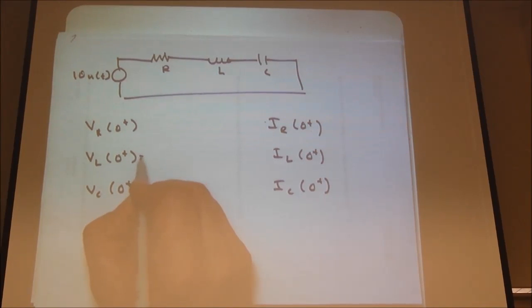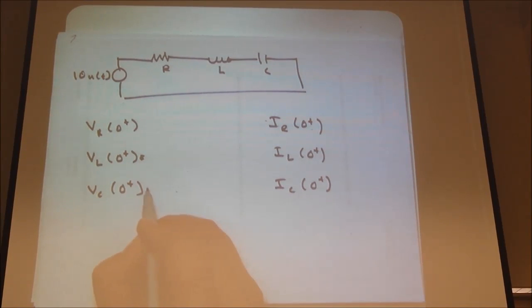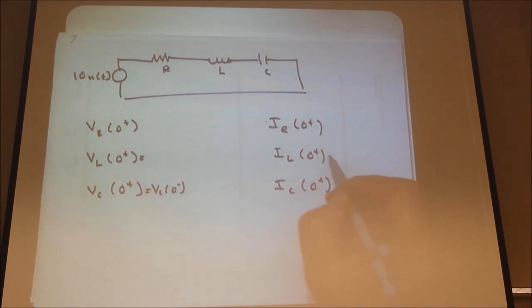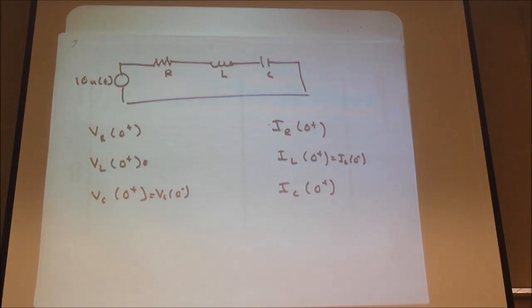And certainly we know some things right away. We can substitute in here. This equals VC 0 minus, right? Continuity must apply. We've used this already a number of times. And likewise, this equals IL 0 minus. So these are our known things. This is a step function that turns on at t equals 0.